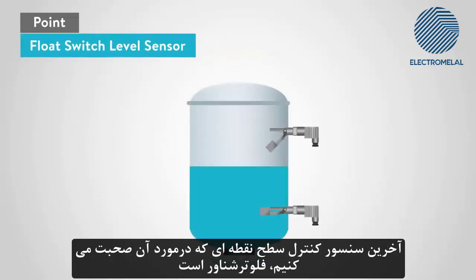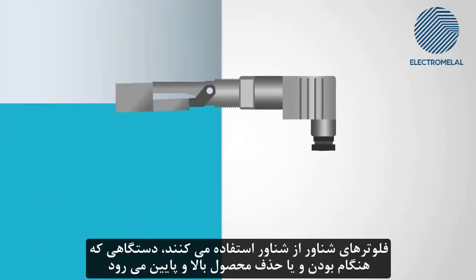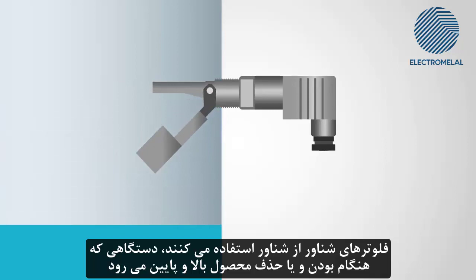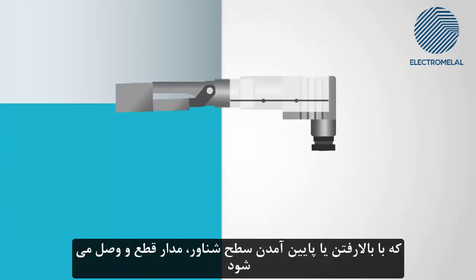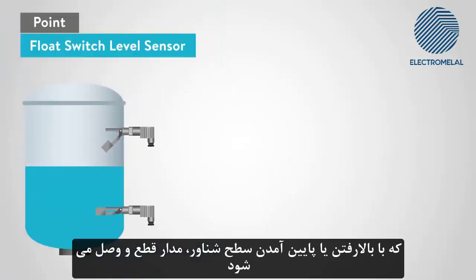The last point level sensor that we will talk about is a float switch. Float switches use a float, a device that will raise or lower when a product is applied or removed, which will open or close a circuit as the level raises or lowers, moving the float.